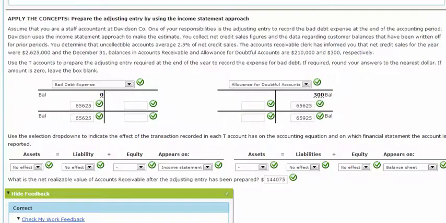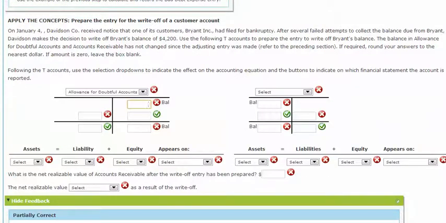I think we have to go up here. Our allowance for doubtful accounts for Davidson Company was $65,925. So we'll put $65,925 here. I'm going to debit it for the $4,200 that Bryant owes, and I will now have a credit balance. If I take the $65,925 minus $4,200, I have $61,725.